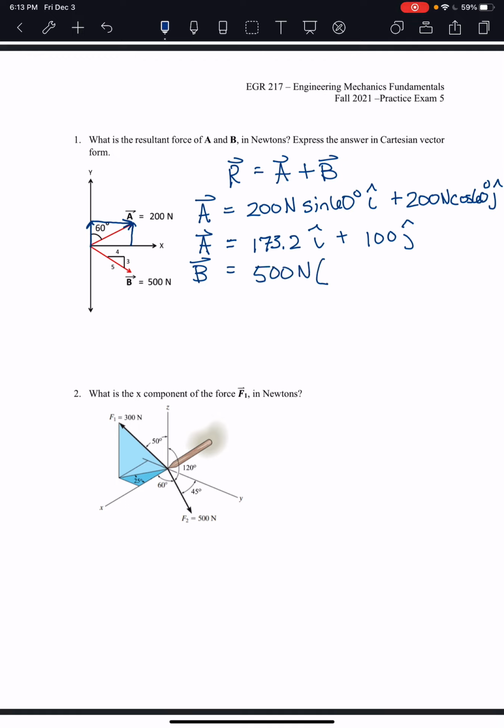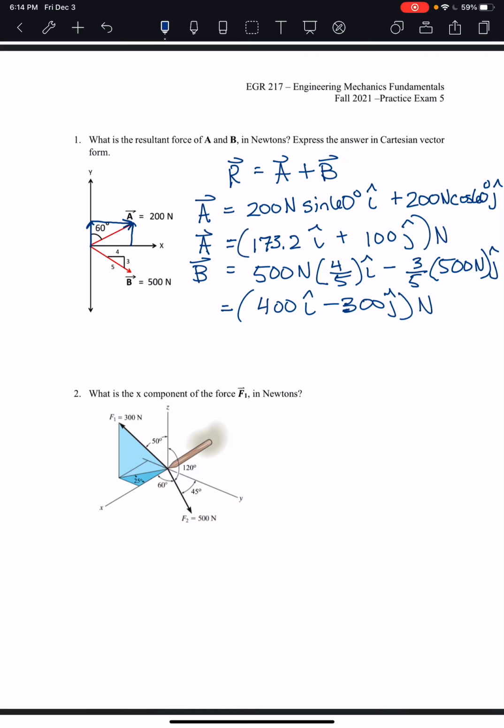B is going to equal 500 newtons times, and we want the x component, so that'd be 4 over 5 in the I direction. And then the y is negative, so it's in the negative direction, it goes down. 3 over 5 times 500 newtons J. So that equals 400 I minus 300 J. That's newtons. The other one was newtons too.